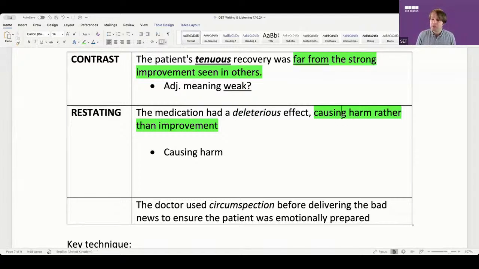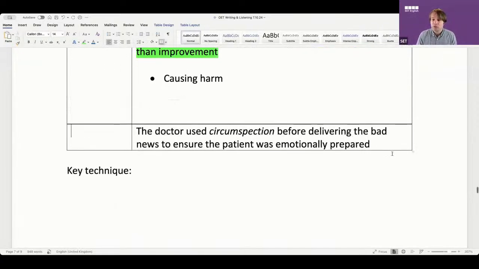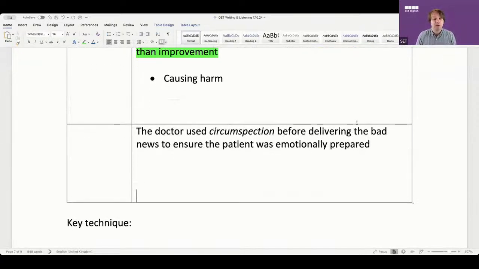Deleterious just means causing harm. Okay, what about this? The doctor used circumspection before delivering the bad news. Mary, Elvan, Emmanuel, what does circumspection mean?